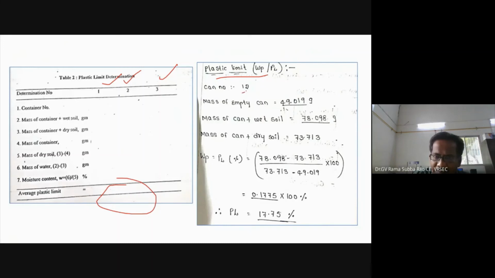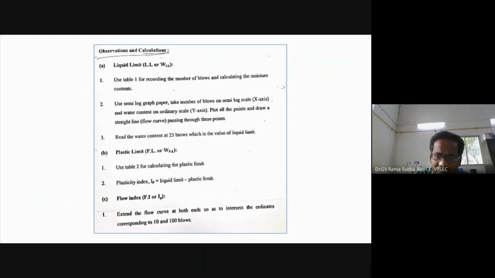Here you see can number, can plus wet soil. Many times I am telling how to determine water content. Plastic limit is also water content. Liquid limit is also water content. That is the importance of determining water content.